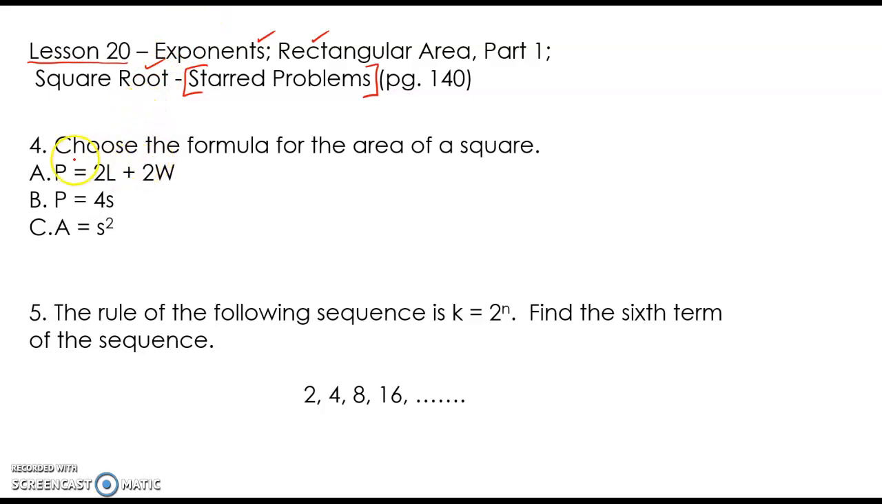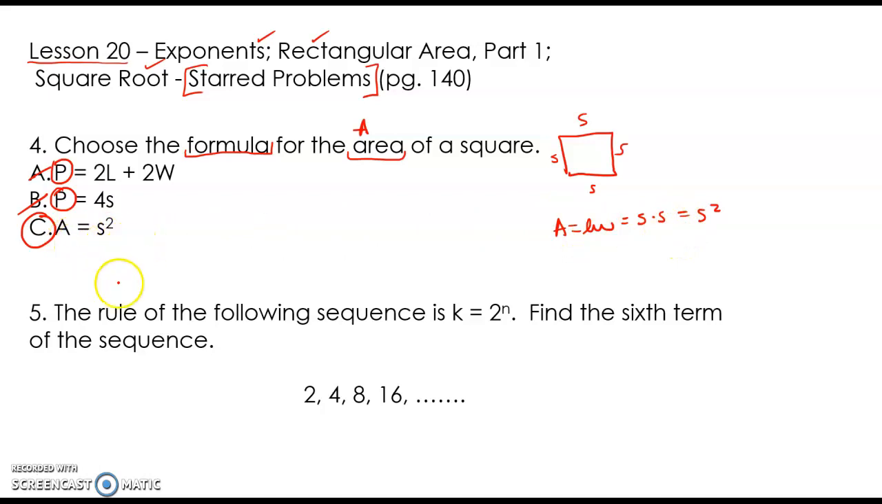So let's get started. Number 4 says choose a formula for the area of a square. If we look at a square, before we even look at our options, we know that all the sides are the same, right? And we know the area is length times width, but here length and width are the same, so it's side times side, which is side squared. So let's see if we have that here. This is perimeter, and it even says perimeter, and we're looking for area, so no. This says perimeter as well, no. So you don't even have to know this, you just need to look for area, right?